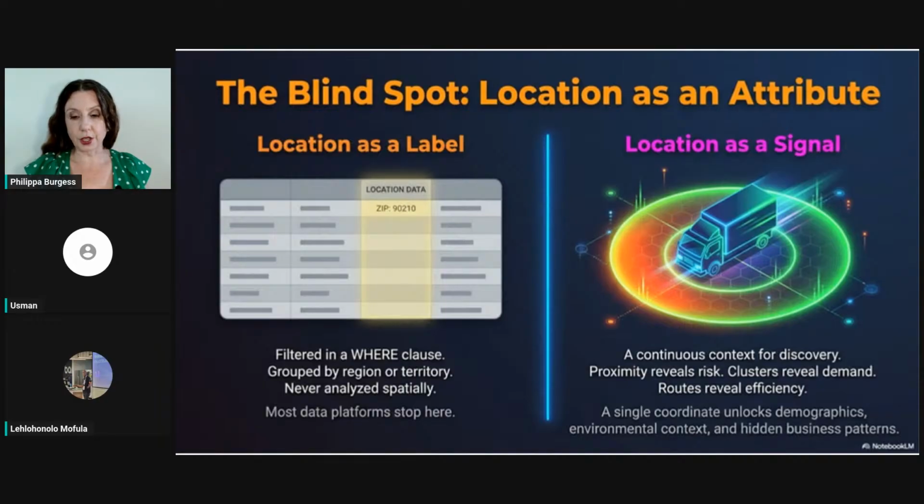we can now use that to see there's a continuous context for discovery. You can look at what proximity reveals, what clusters reveal around demand. You can look at what routes reveal about efficiency. So now a single coordinate unlocks demographics, environmental context, and hidden business patterns.